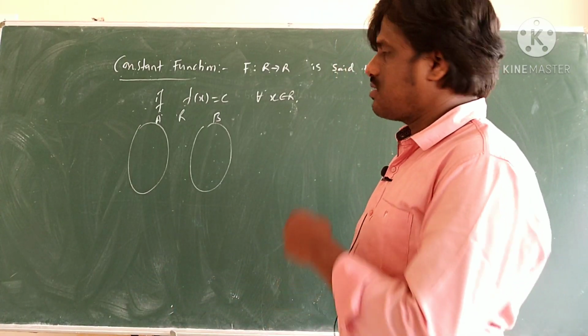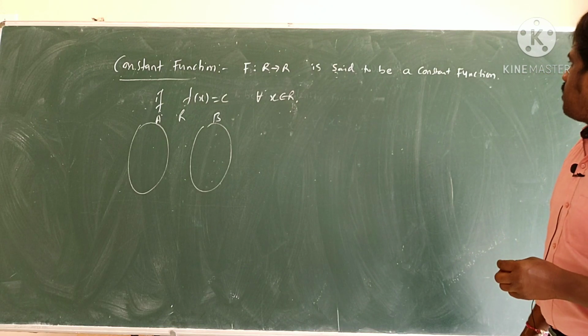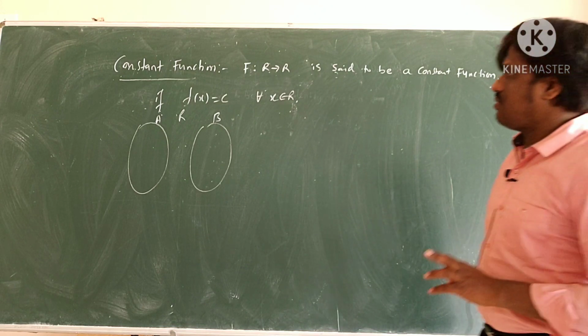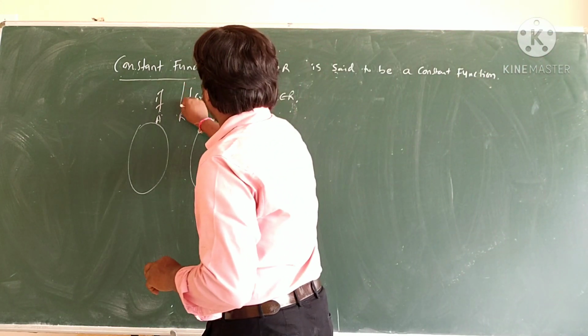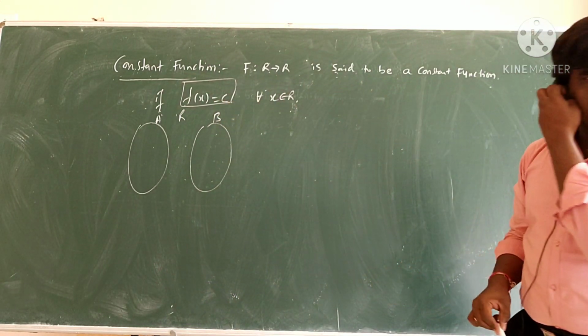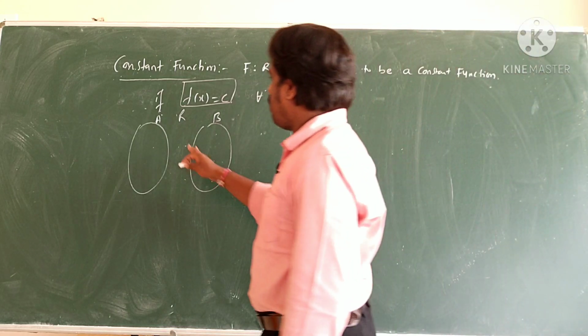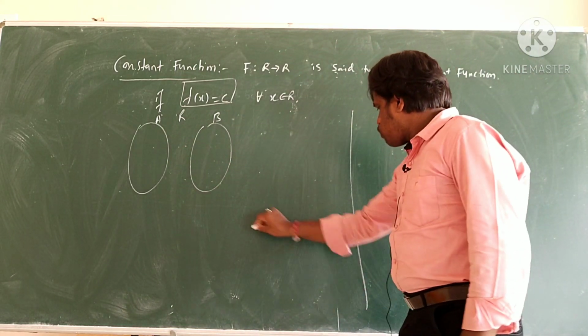See, constant function. A function f from R to R is said to be a constant function if f of x is equal to c for all x belongs to R. What is the meaning of this? f of x is equal to c for all x belongs to R. Suppose I am taking all real numbers. See, the graph.